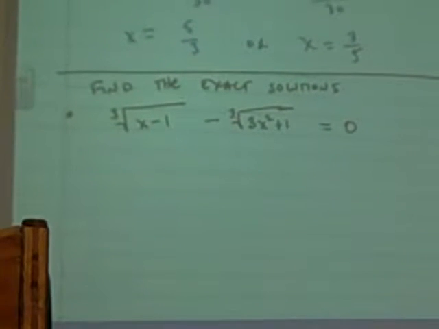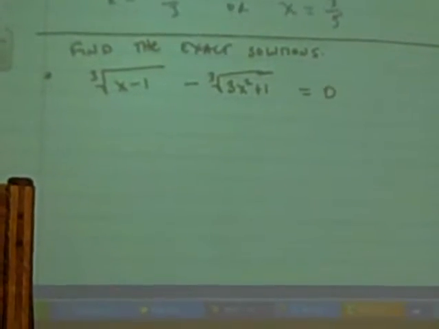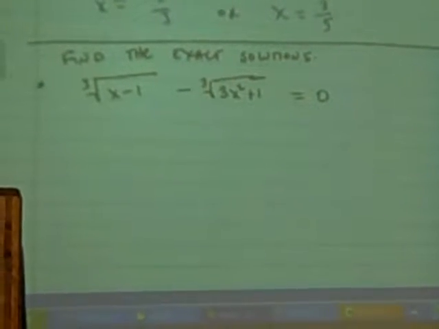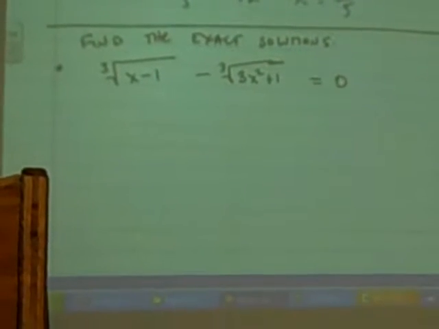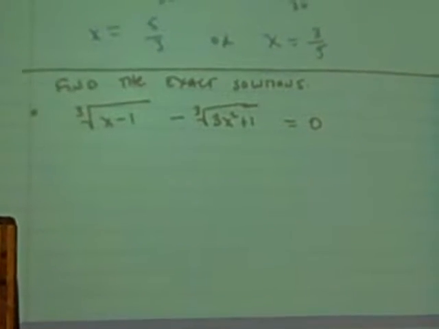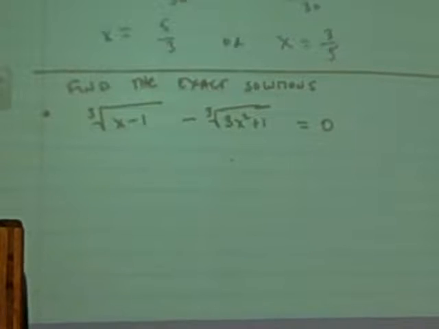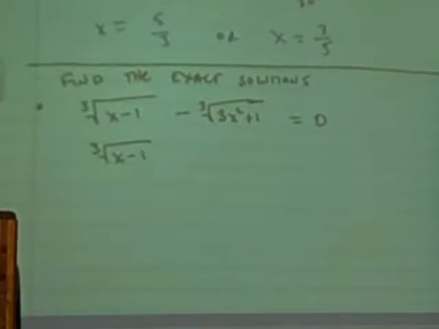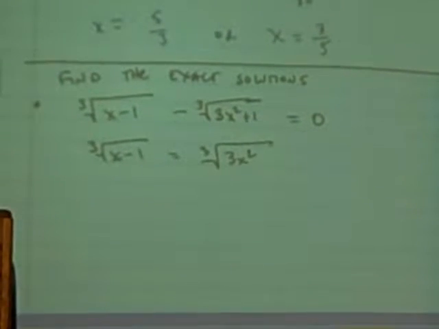Because if I just cube both sides right now, I'm going to get some crazy, wild stuff on the left. That means I have to multiply the cube root of x minus 1 minus the cube root of 3x squared plus 1 times itself 3 times if I cube it. So if we add the cube root of 3x squared plus 1 to both sides, that gives us the cube root of x minus 1 on one side, and the cube root of 3x squared plus 1 on the other.